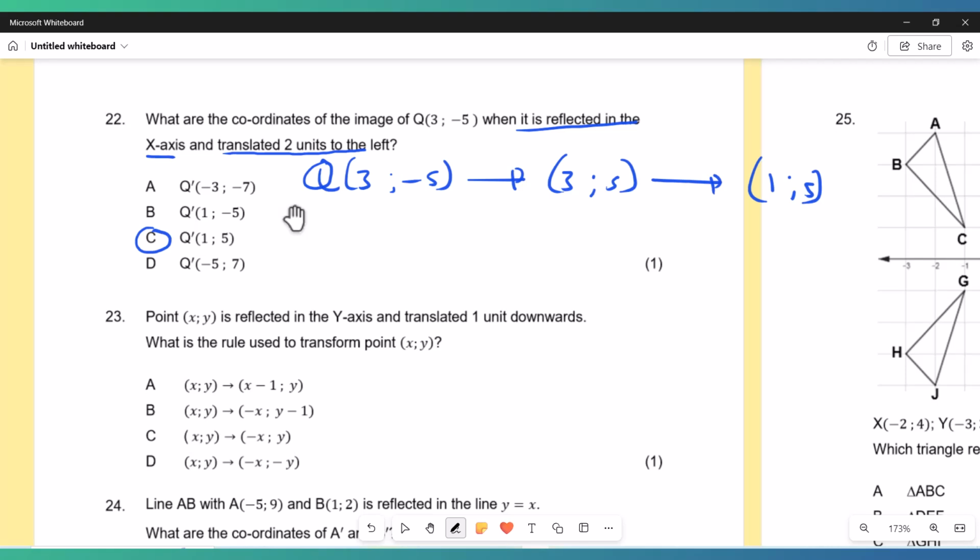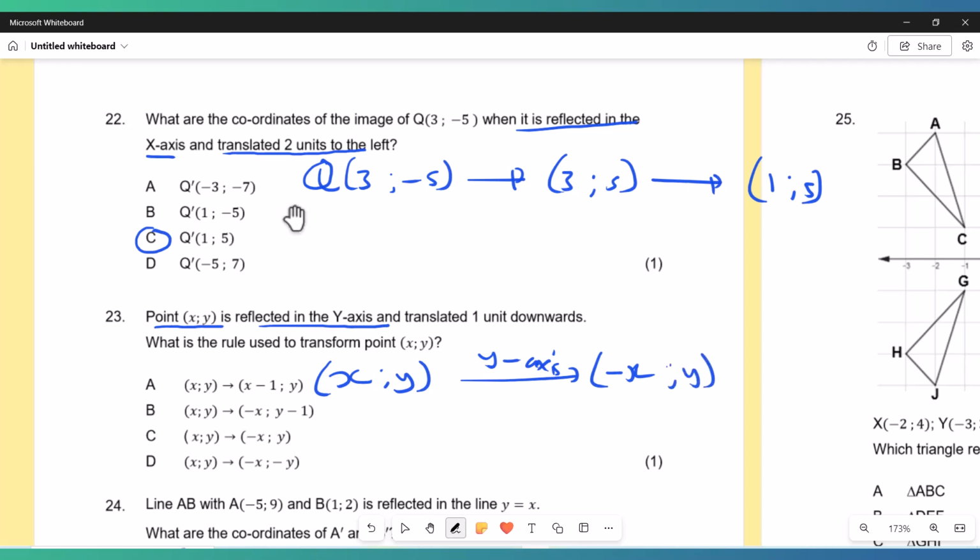Then 23. Point x is to y is reflected in the y-axis and translated 1 unit downwards. Okay. What's the rule for transforming point x is to y? So now note here that point P is reflected in the y-axis. This must be the rule. Okay. Now x is to y. Now when you reflect in the y-axis, guys remember in the what? In the y-axis. Now y remains intact, but x becomes negative.